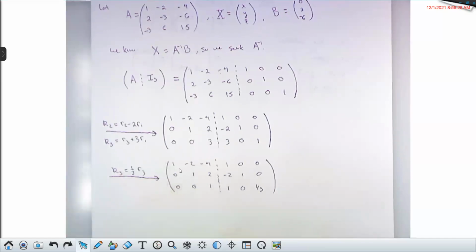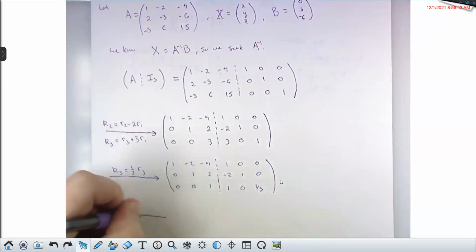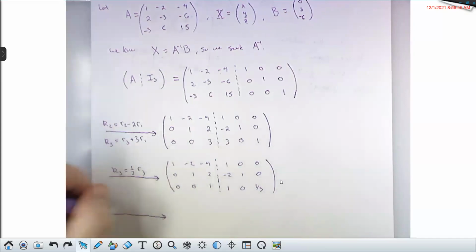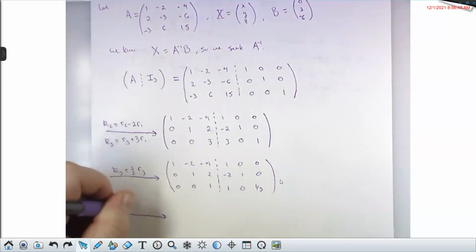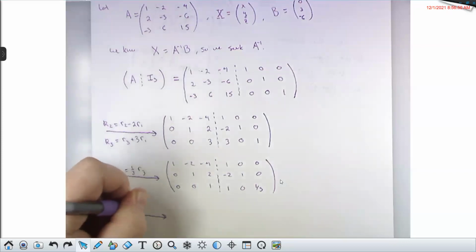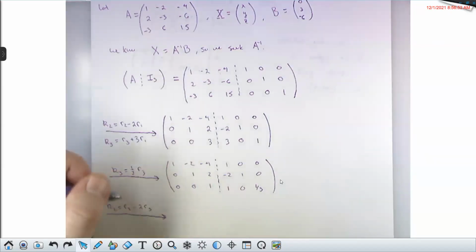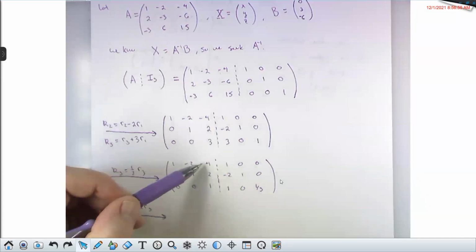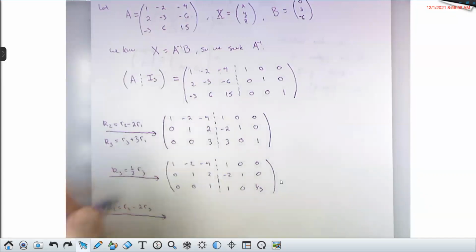So I've got my 1s on the main diagonal. I've got 0s everywhere beneath. I just need to get rid of these guys and this guy. So to knock out this 2, I would multiply row 3 by -2 and add it to row 2. So my new row 2 is my old row 2 minus 2 times row 3. And while I'm here, I'm going to nuke the 4 also. We're going to multiply row 3 by 4 and add it to row 1. So my new row 1 will be my old row 1 plus 4 copies of row 3.